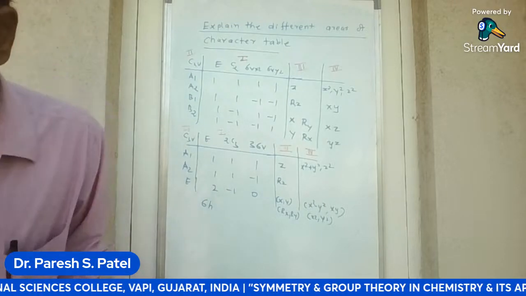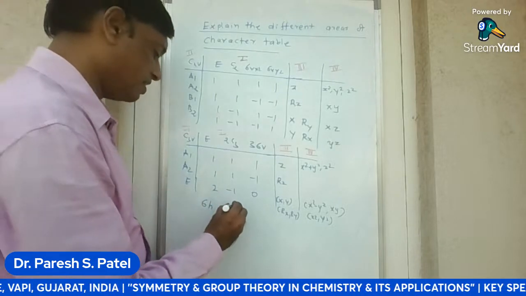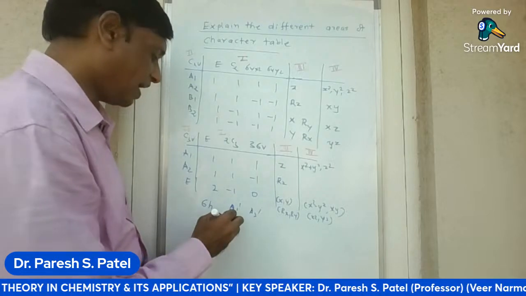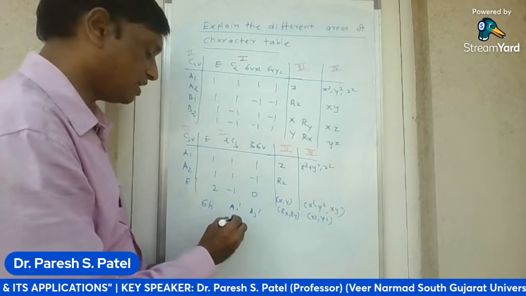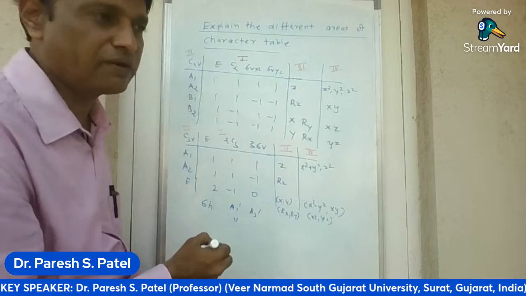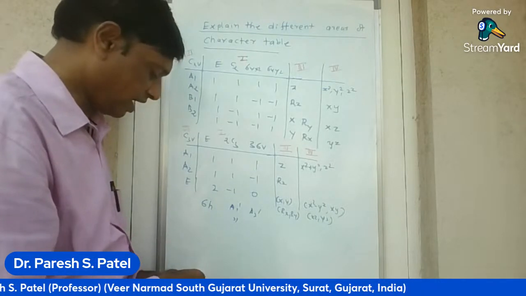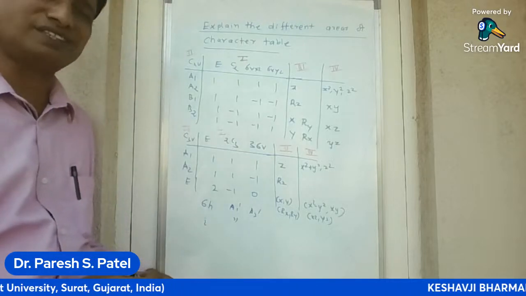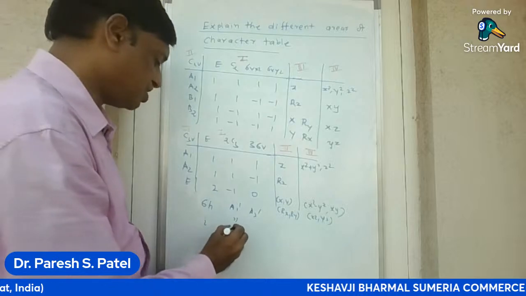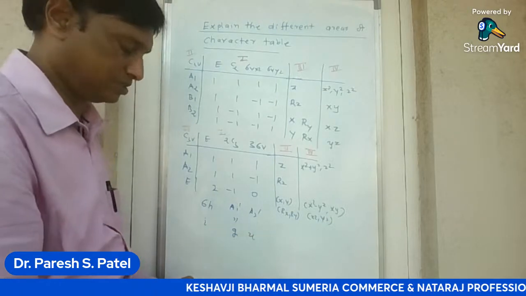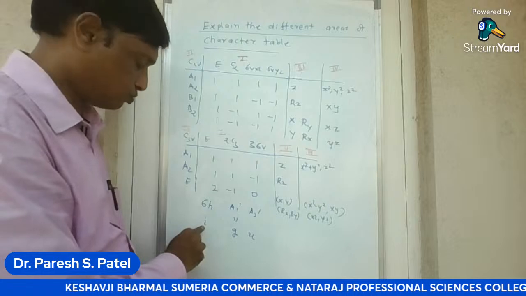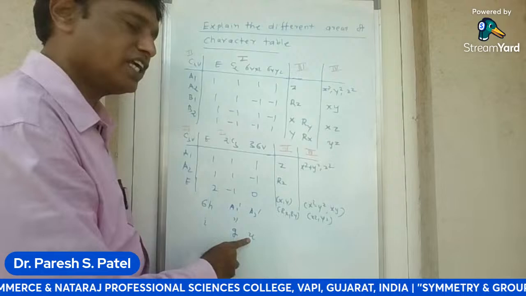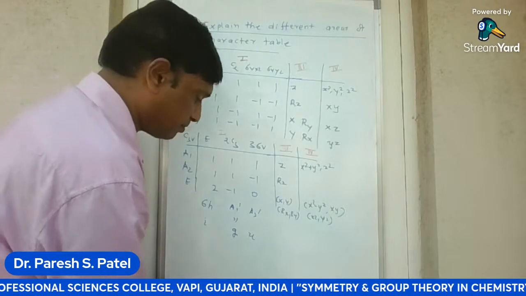Then single prime can be used, it means A1 dash, A2 dash. And if the character for sigma h is -1, then double prime can be used, just like A1 double dash, A2 double dash, etc. And lastly, if the value for character i is equal to +1, then subscript g can be used, otherwise subscript u can be used. If the character for small i is equal to +1, subscript small g can be used, and if the character is -1, subscript u can be used.